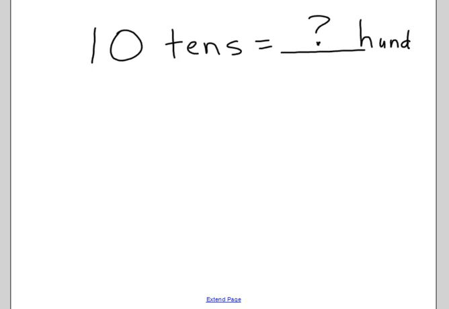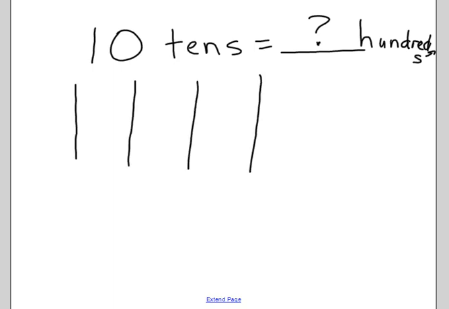Excuse my writing. It's squished on the page. So 10 tens equals how many hundreds? Couldn't even fit an S there. Sorry, that should have an S there. Well, when you look at that, you don't need to be confused. Think of our place value chart. And if you don't have it on your test, I should say, you need to write it on your test. You know you have ones, then you have tens, then you have hundreds.